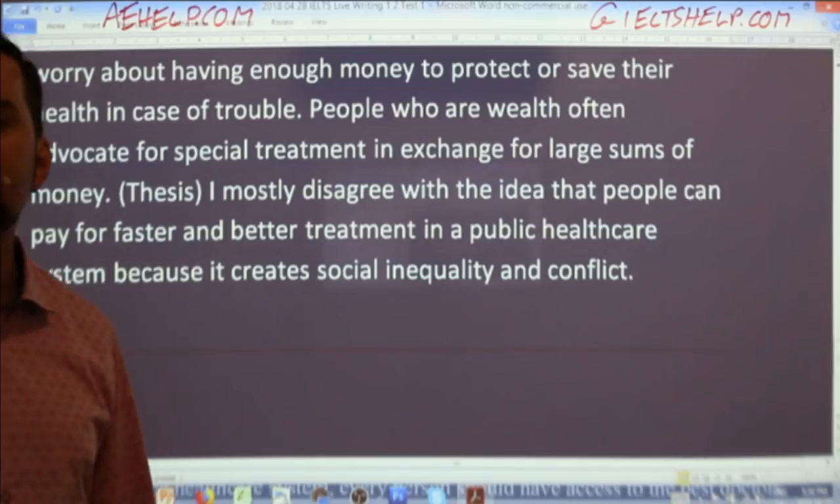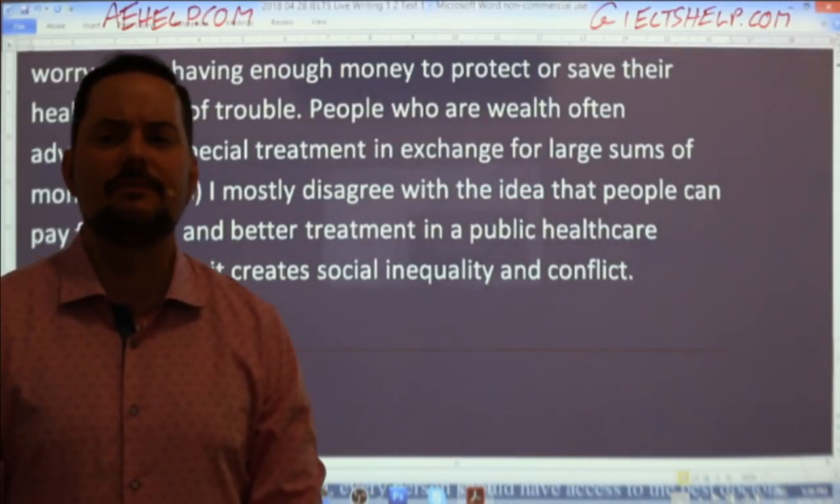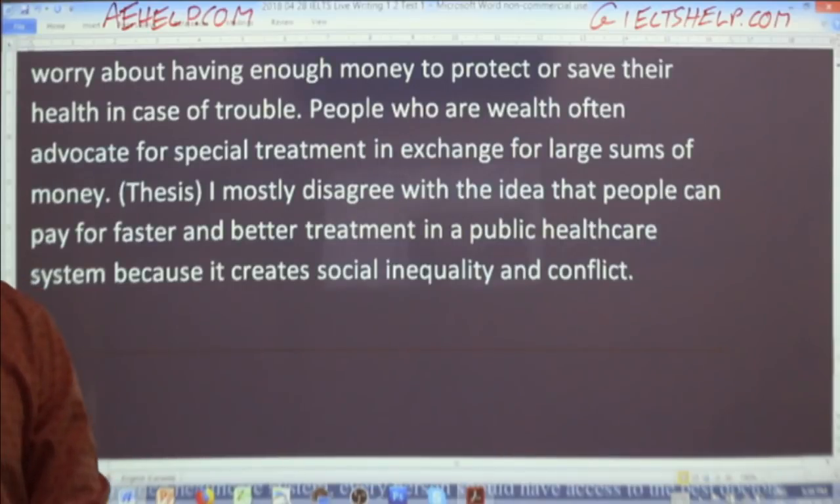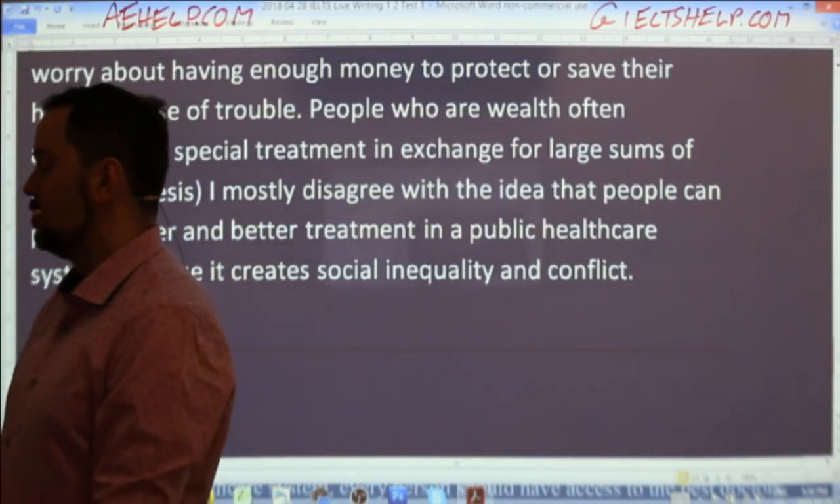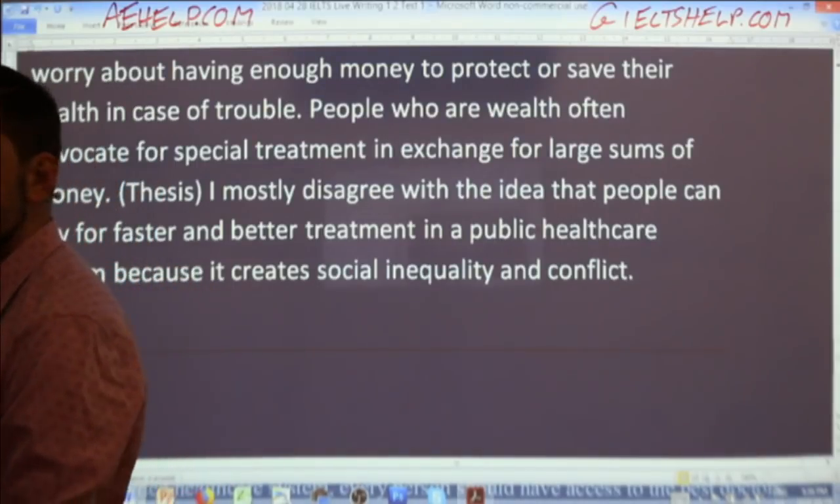Jatinder, how many words should be okay in task 2 for body paragraphs? Your body paragraphs should be roughly about 80 words, 80 to 100 words each, something like that. You should try to go for a little bit more than 250, okay?